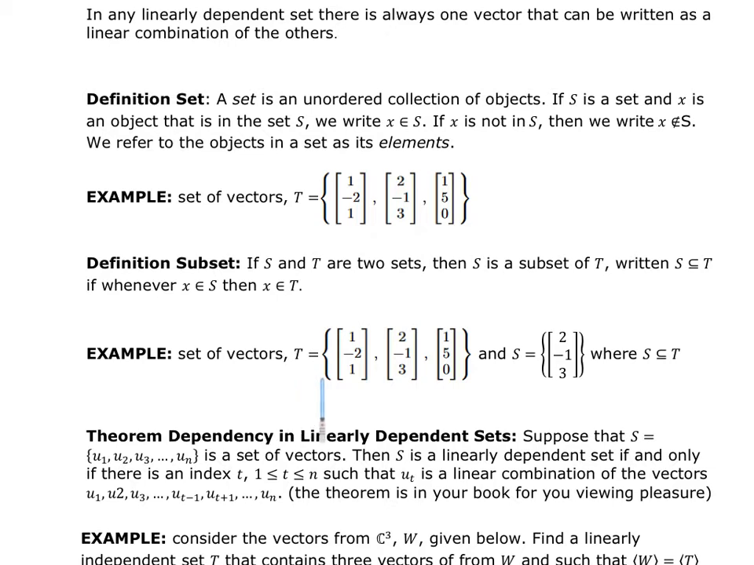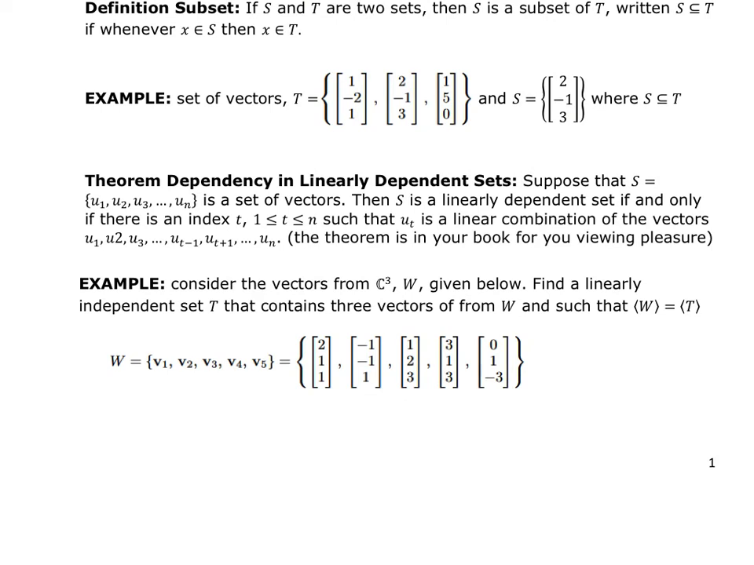As an example, I have my set of vectors T, which is this, and then a particular vector I pulled out, which is 2, 1, negative 3, is a subset of T. Again, the 2, 1, negative 3 is this vector. This is a subset of T. We needed to refresh ourselves on this when we start talking about dependent and independent sets, and how to make a smaller set that is independent from a larger set that is dependent. So that's why we needed a moment to talk about subsets.